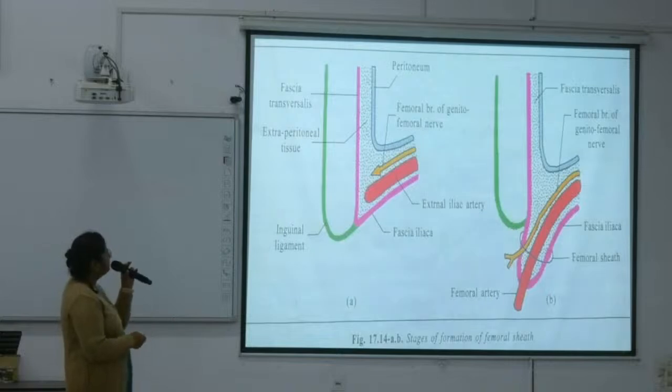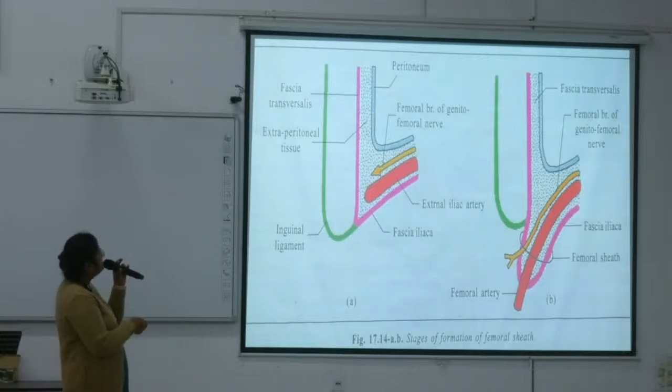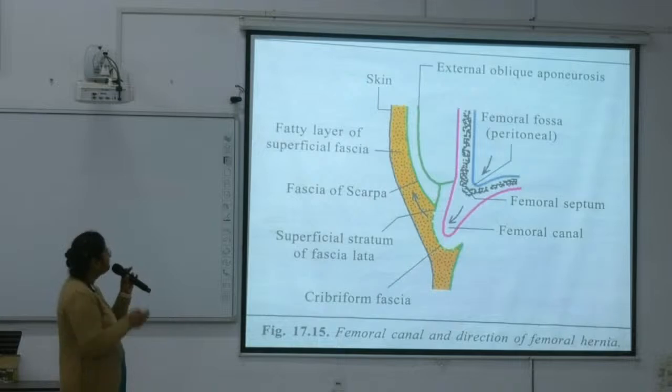Next, this is the formation of the femoral sheath, by extension of fascia iliaca and fascia transversalis. These are pulled downward along the artery and vein, forming the femoral sheath. Here is the cribriform fascia.